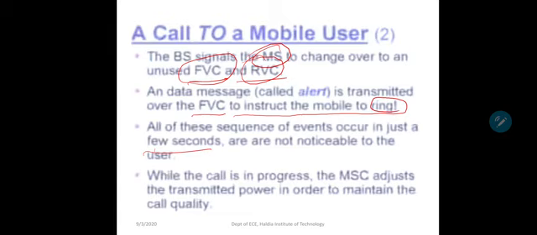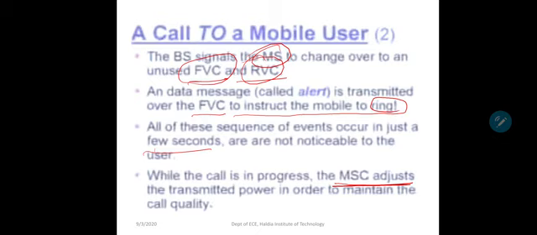Okay. All of this sequence of events occurs in just a few seconds. You might be thinking that so many tasks are taking place, so it is going to take a lot of time. No, it doesn't. It takes only 3 to 4 seconds before the call is established and you get a ringtone. At the same time, what happens? Your mobile switching center, this is also very important, please pay attention, adjusts the transmitted power in order to maintain the call quality.